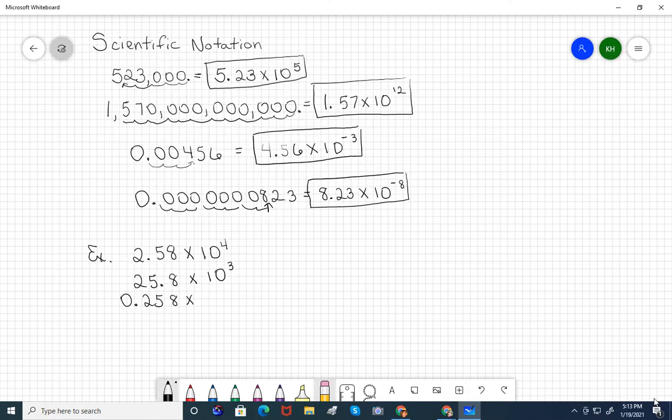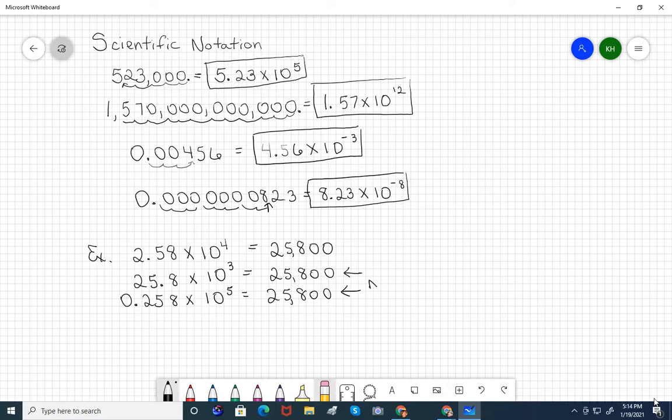0.258 times 10 to the fifth. If you put those in a calculator, you would get the same thing each time: 25,800. So all three of those are equal to 25,800, but the bottom two are not scientific notation.